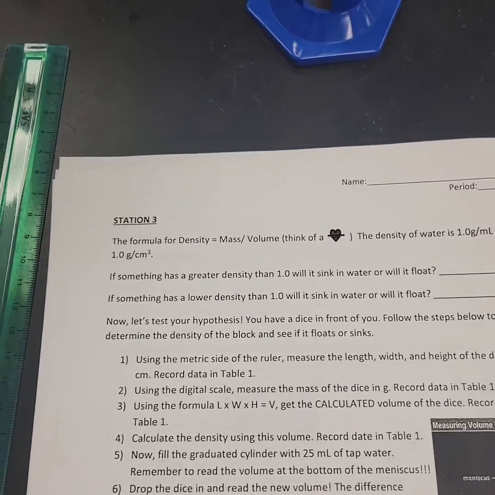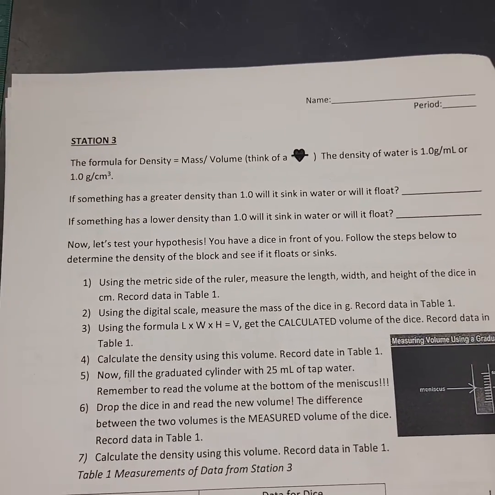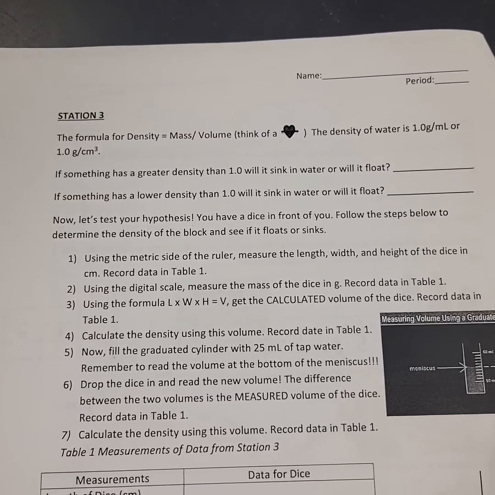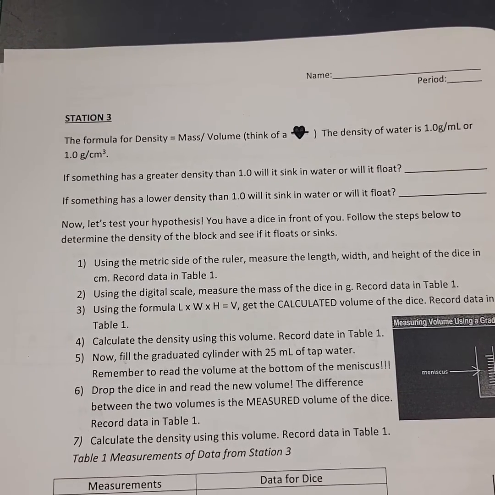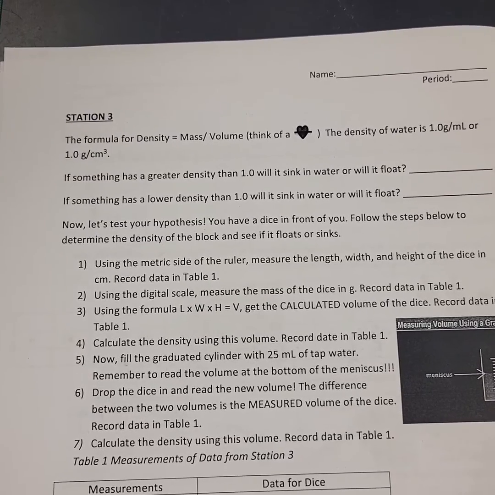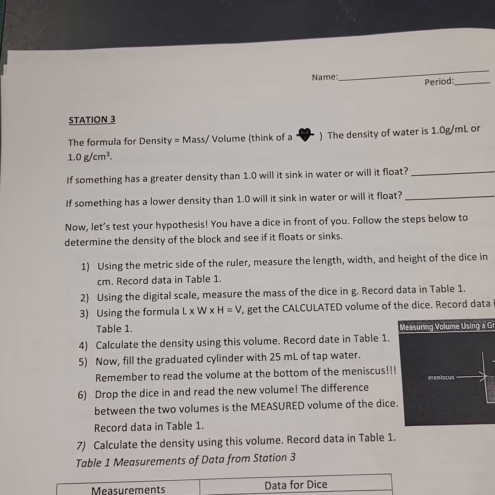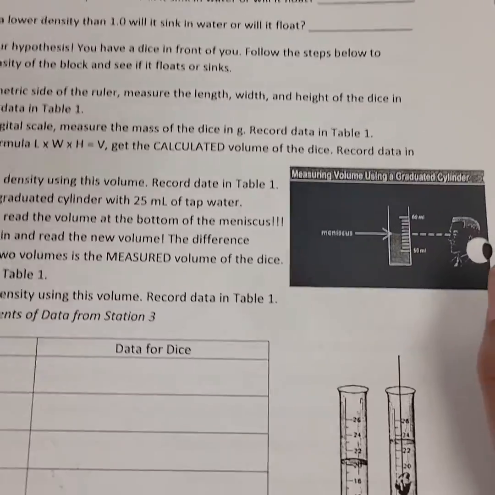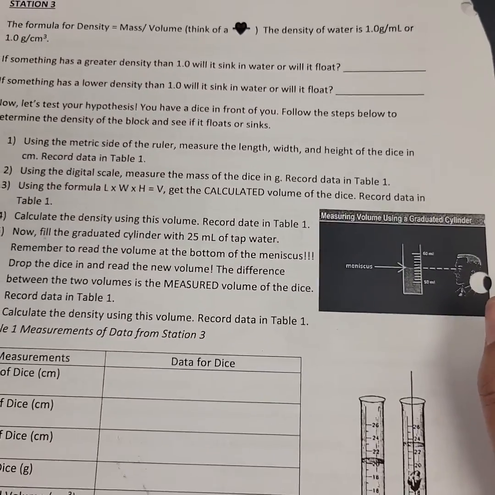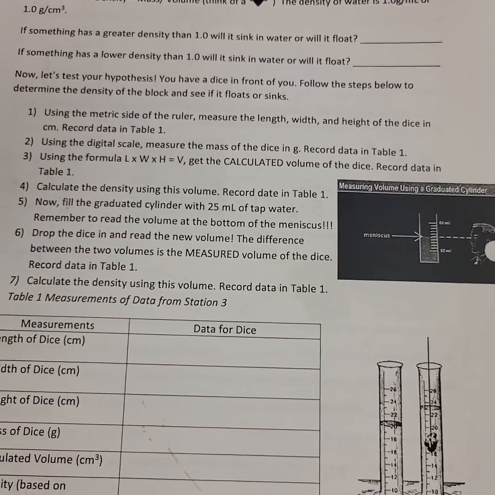All right, station 3. We're looking at density, mass over volume, right? So, what do you think is going to happen if something has a greater density than 1? Is it going to sink or is it going to float? If something has a lower density than 1, do you think it's going to sink or do you think it's going to float? Now we're going to test that.